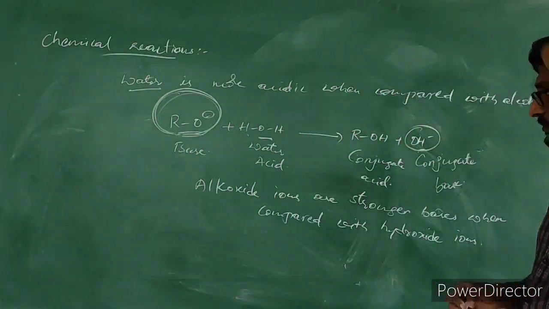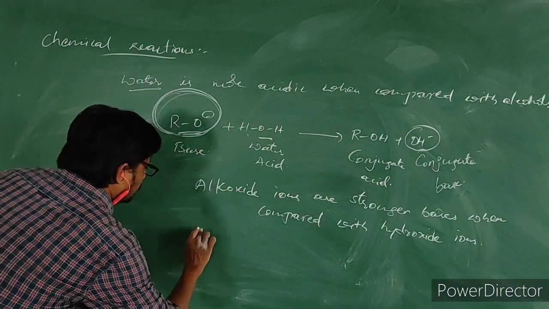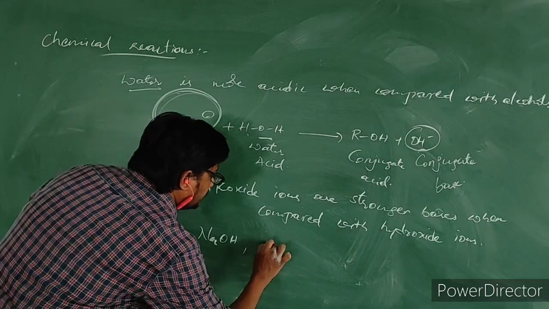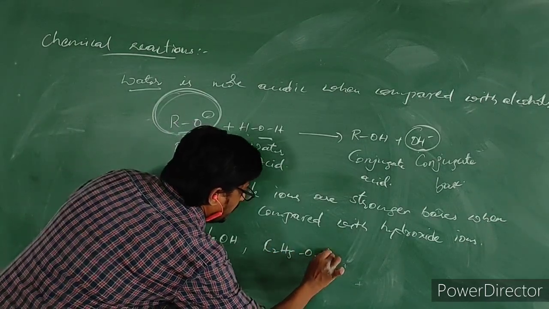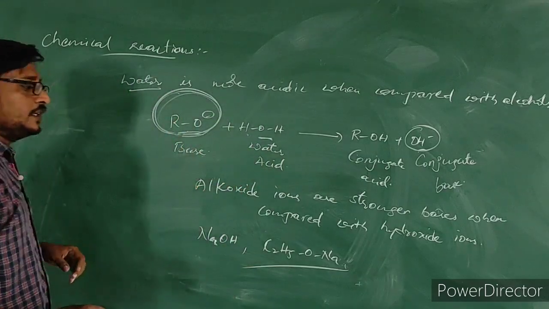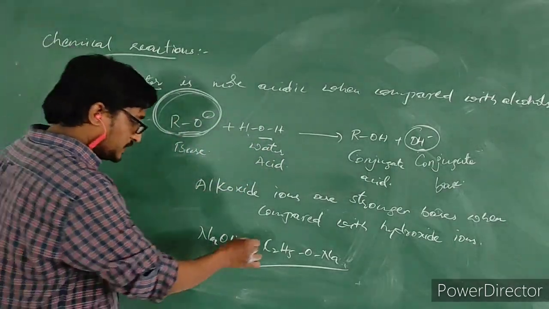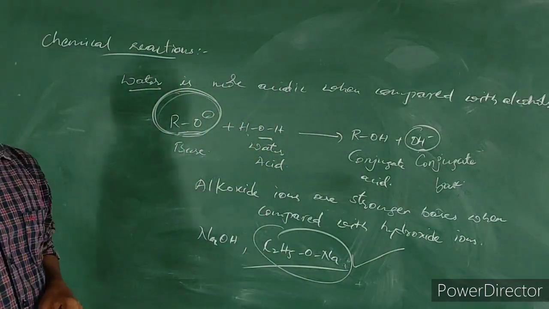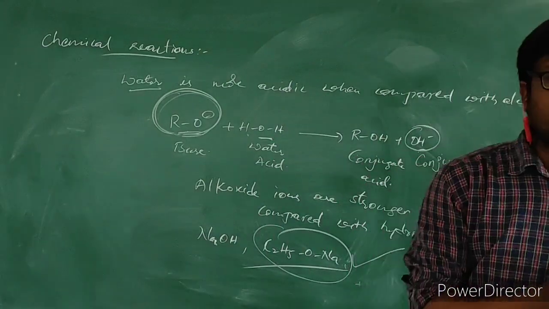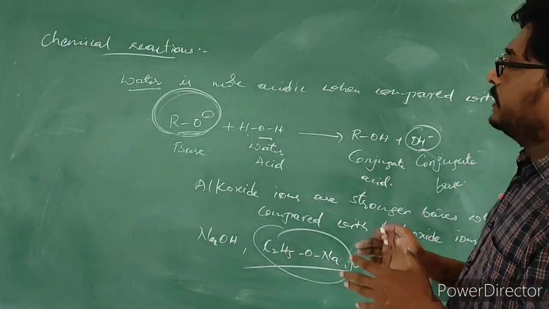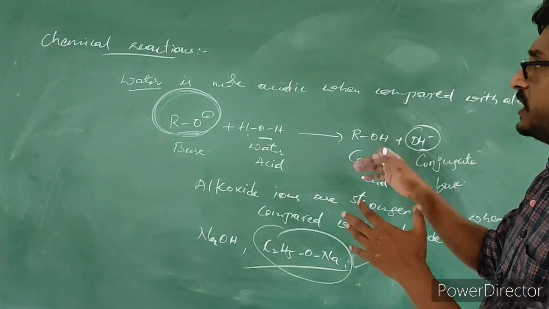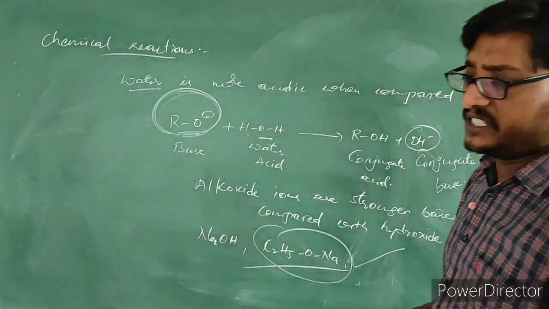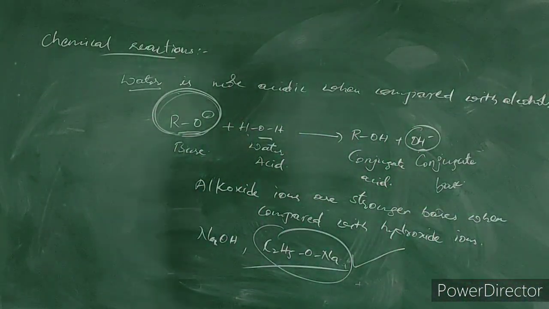For example, sodium hydroxide is there. Sodium ethoxide is there. So among these two, which is a stronger base? Sodium ethoxide will be a stronger base when compared with sodium hydroxide. Hope you understood. So the final thing which I want to say is water is more acidic when compared with alcohol. You can understand this by this reaction. Please note down.